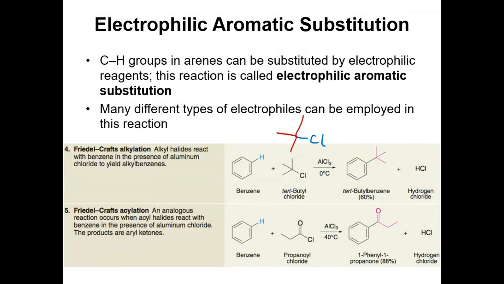And the reason that the alkyl halide can serve as an electrophile is because the carbon is substantially less electronegative than the halogen. So this gives you a partial positive charge on this carbon, giving the carbon the ability to serve as an electrophile. Right? That's what we discussed in organic one.